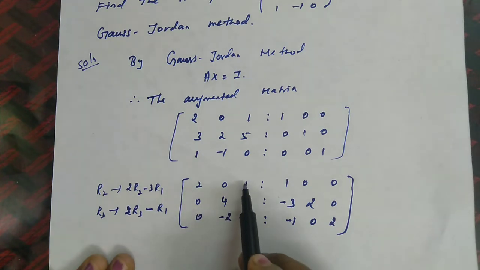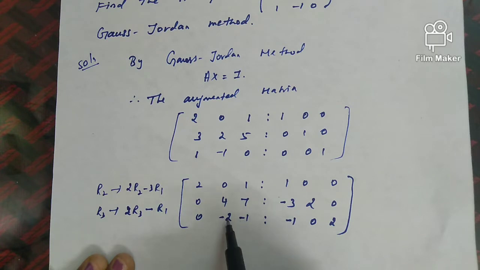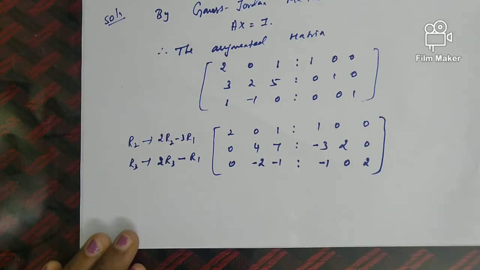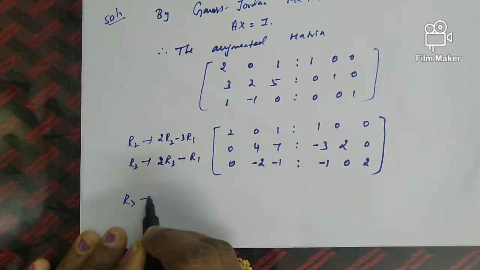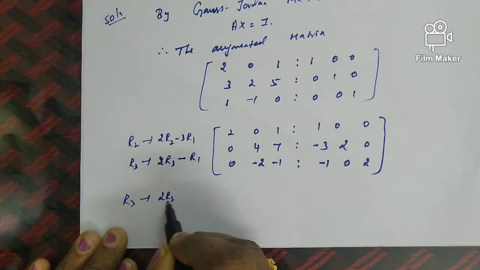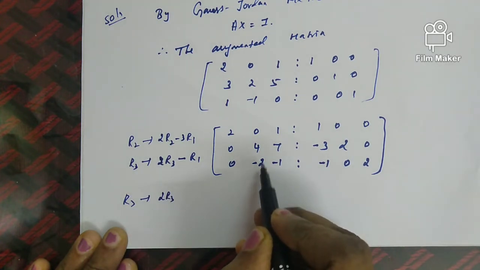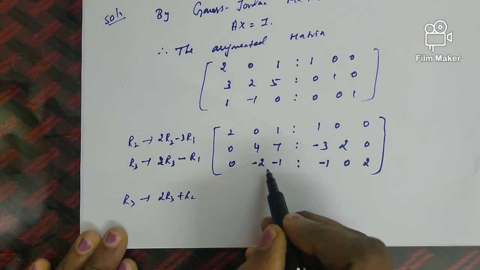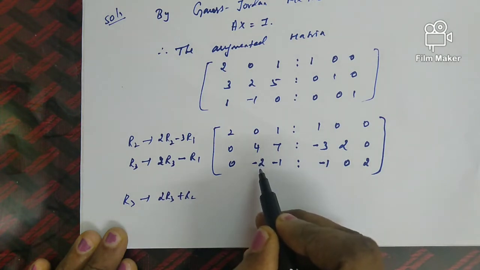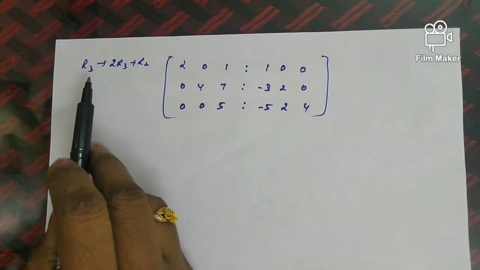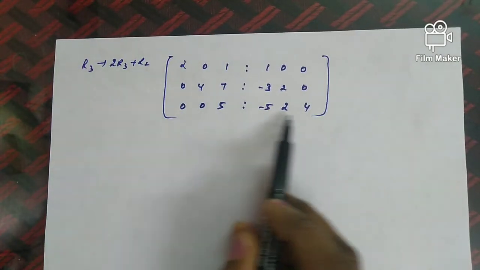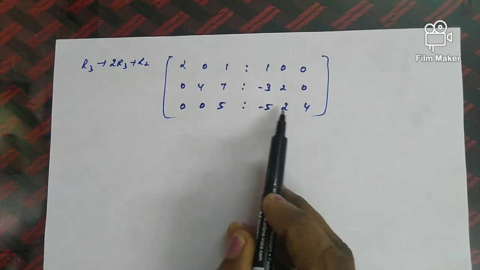Now our aim is to make the last row's -2 place 0, and in the second row the 7 to be 0. In R3 this is -2. So what we are going to do is take 2R3, so that this place becomes -4, plus R2. So -4 plus 4, this element becomes 0. That is the next operation. Applying R3 = 2R3 + R2, we get in R3: 0 0 5 | -5 2 4.